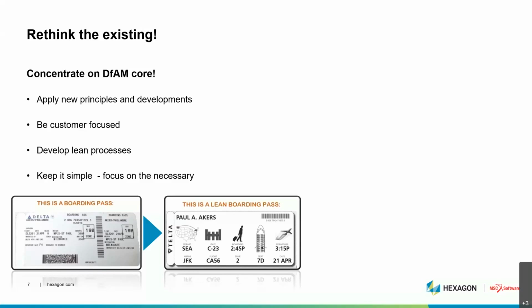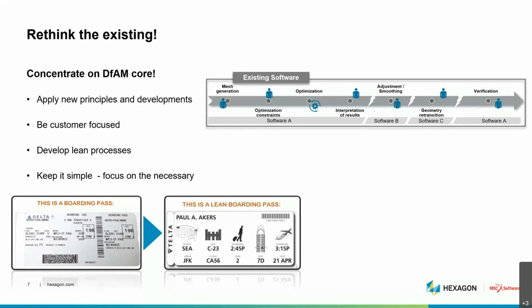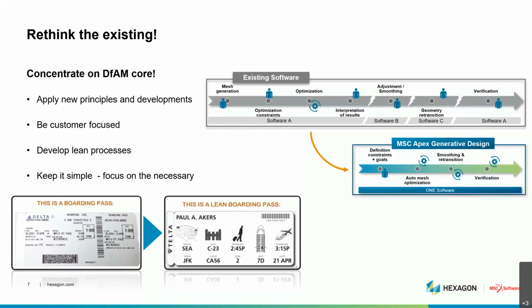So why don't we take these very easy to use boarding passes made for the users and not for the machines? So we think that you have to concentrate on this, develop lean processes that are customer focused, and keep it simple. And this is what we've done with the optimization process and with, in the background somewhere, topology optimization. We have seen this existing workflow, and we have made this short one out of it.